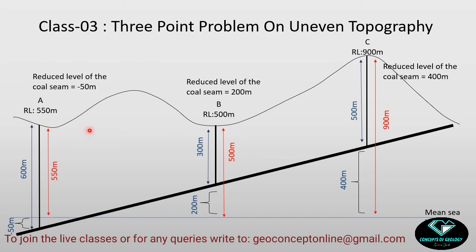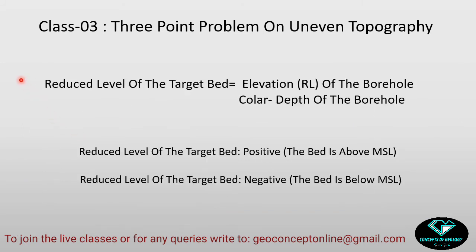So wherever I am getting the reduced level in minus value, that means I am moving below the datum plane. What should be kept in mind is that the reduced level of the target bed is equal to the elevation or RL of the borehole collar, that means the top of the borehole, that means the topography, and the depth of the borehole. So the elevation of the topography minus the depth of the borehole will be the reduced level for the target bed.